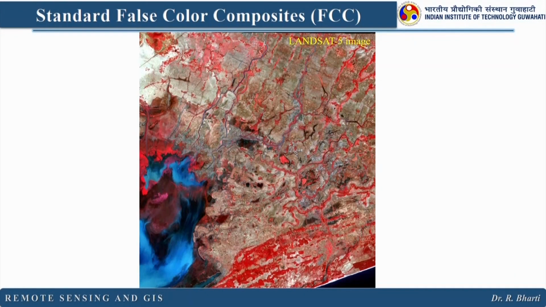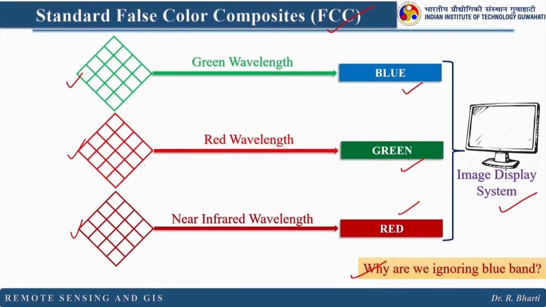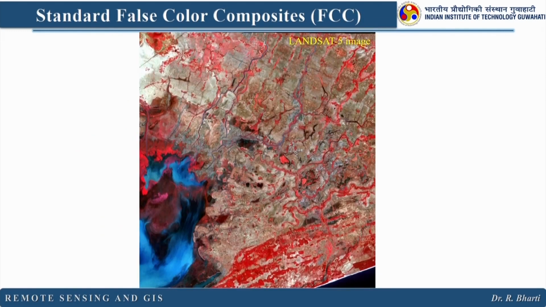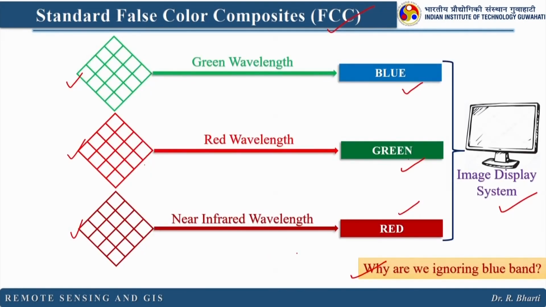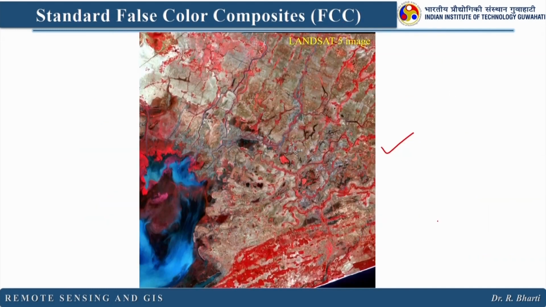So, if you display your image using this standard convention where we are assigning green to blue, red to green, near infrared to red, then your image will appear something like this. Here we have assigned near infrared to red, right? Here you can remember. So, here all the red colors are basically IR.